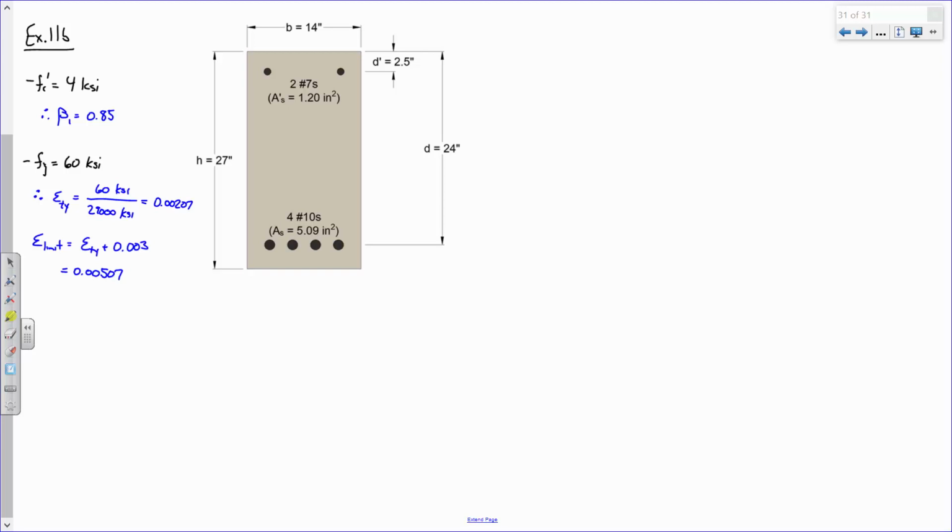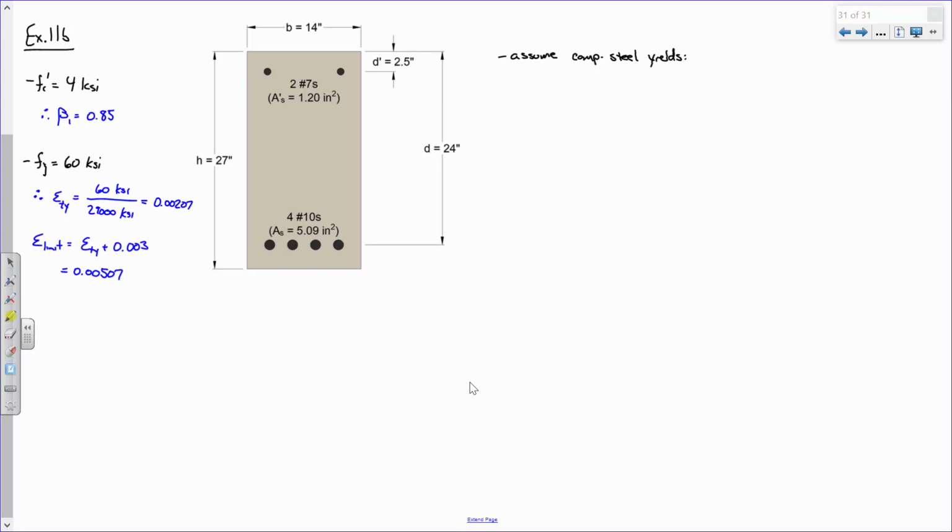Now again, what I'm going to do is the same thing I did last time. I'm going to assume that the compression steel in fact does yield. So over here, we're going to assume the compression steel yields.